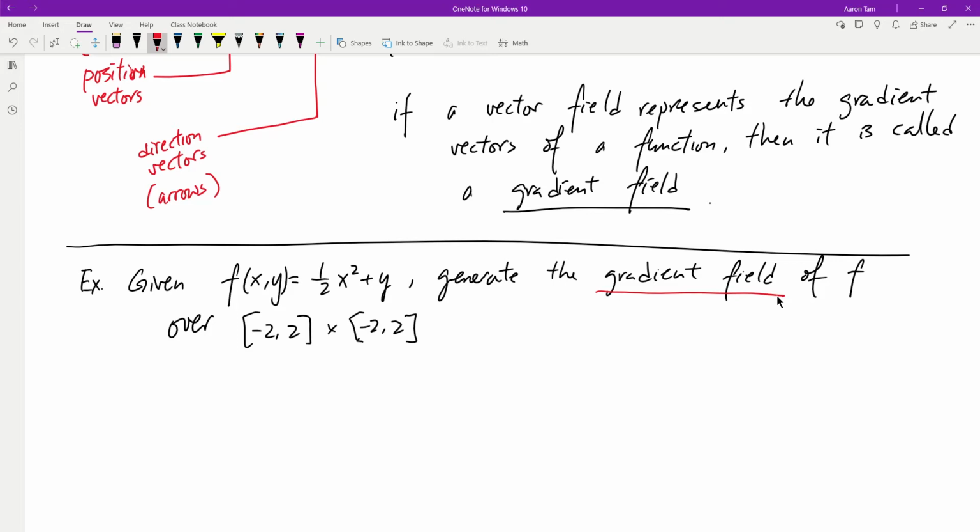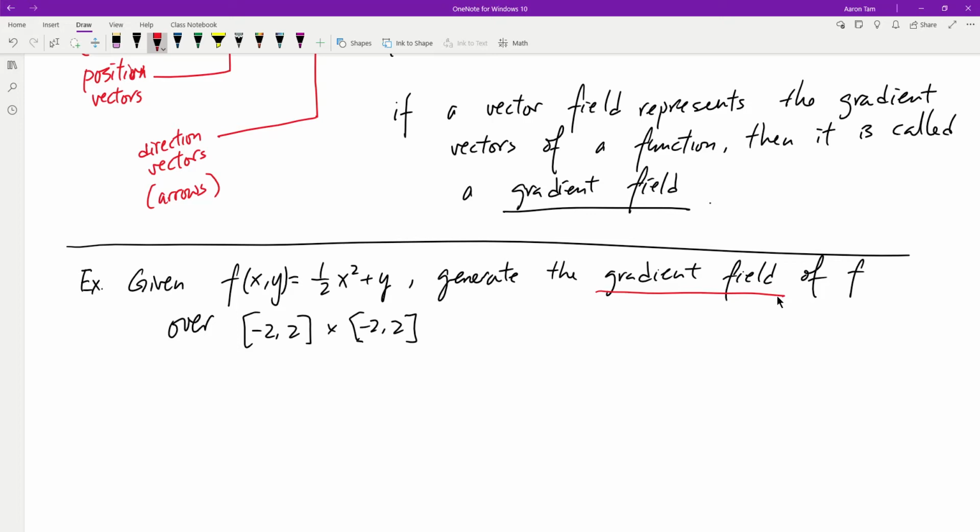In some cases, when I ask you to generate a gradient field, I can do one of two things. So make sure you pay attention right now, because you might get confused when you look at a question. When you are asked to generate a gradient field, you can be given one of two things. You could be given the function f, which means that you have to find the gradient and then draw the gradient field.